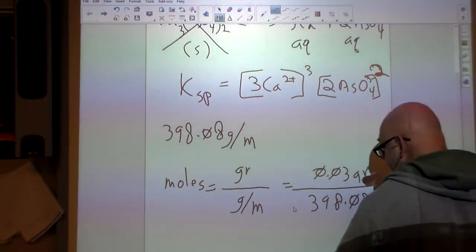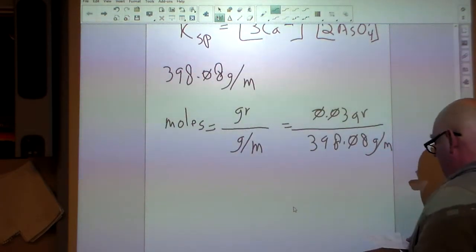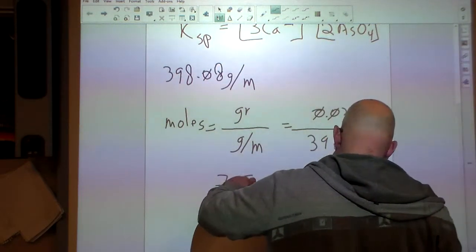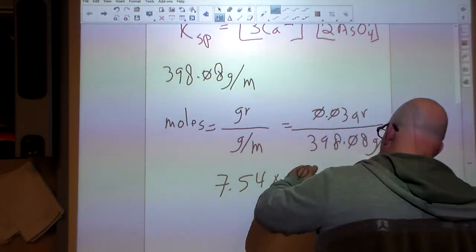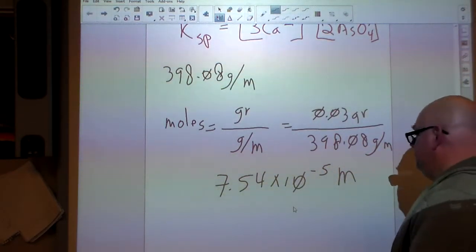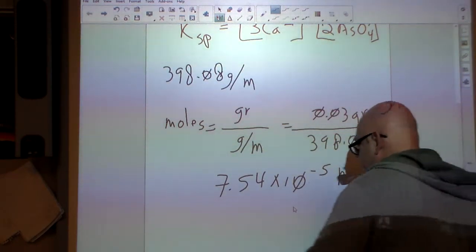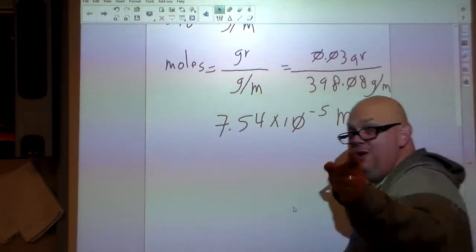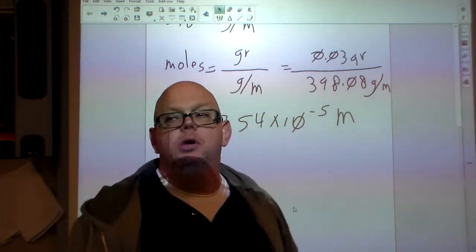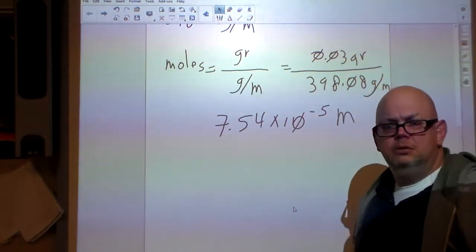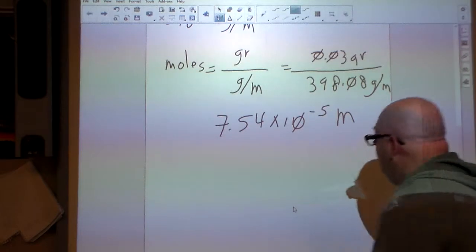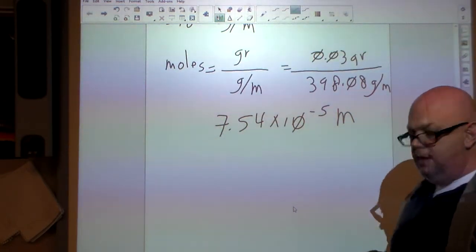Now we divide it out, and it shouldn't be a really big surprise that it's going to be a super small number. In fact, it's going to be 7.54 times 10 to the minus 5th molar concentration. Woo! That's really not concentrated. Barely anything in there. But I would not recommend drinking calcium arsenate. You don't want to drink something when you don't know what's in it. Okay.